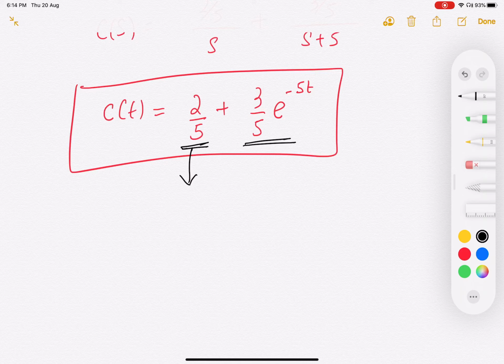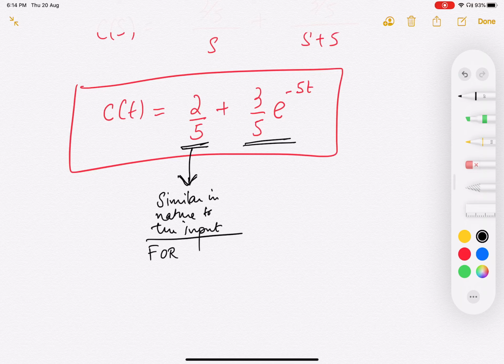So this part is similar in nature to the input, because your input is also a step and this is also a constant function. So this is similar in nature to the input. Since the input is called the forcing function, this is called the forced response, and this is similar to the particular integral that you do in differential equations.